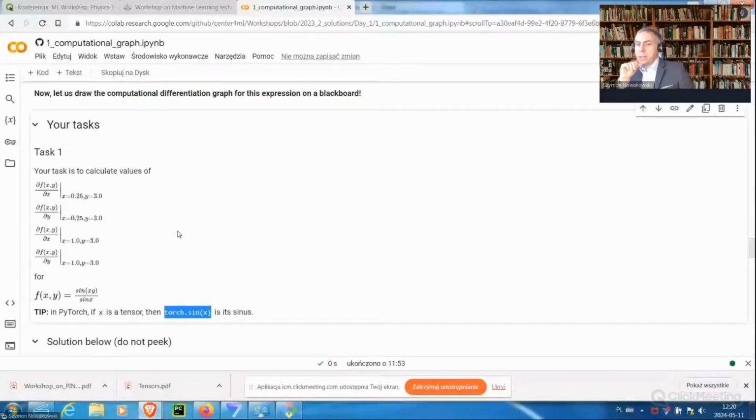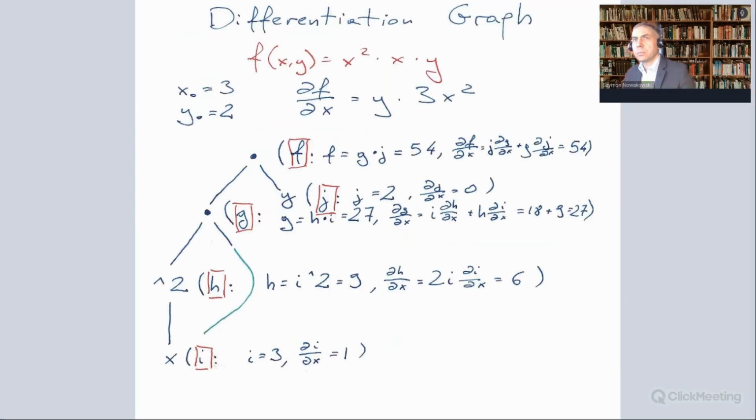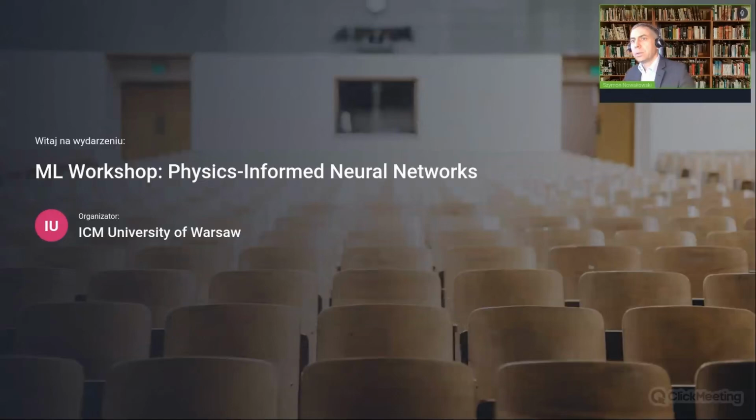Okay, maybe I'll switch for a few minutes. You have this task also described in the materials, and I encourage you to spend this time doing that. And I will go to another screen to see the questions that maybe somebody wants to ask. You can see the graph drawing, yes, okay. I will close it. Now is it better?